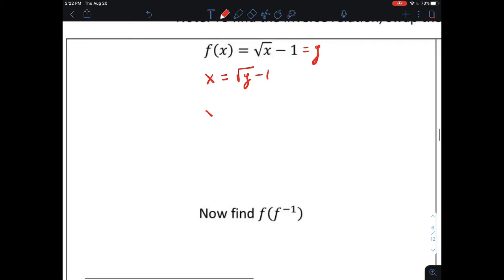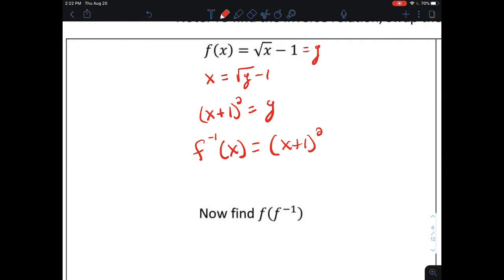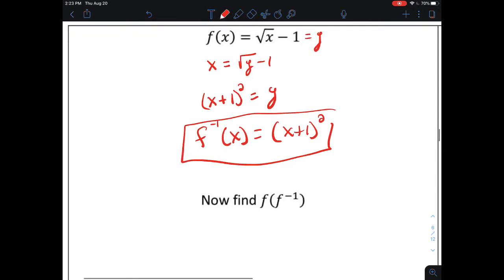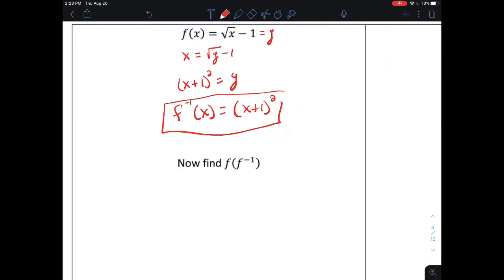So I'd add the 1 to the right hand side, and then I would square both sides, and so my inverse function, which would be f negative 1 of x, is going to be x plus 1 to the second power. Now for part 2 of this problem, what we want to do is compose the two equations that we have with one another.